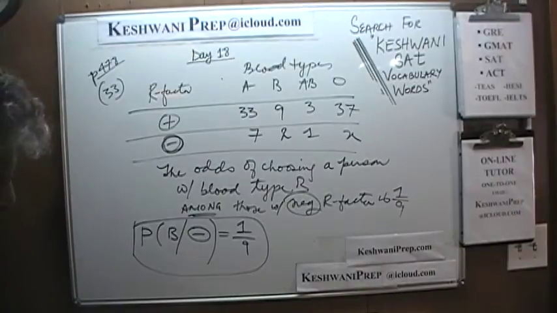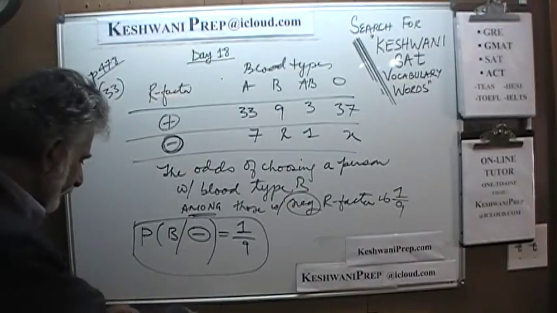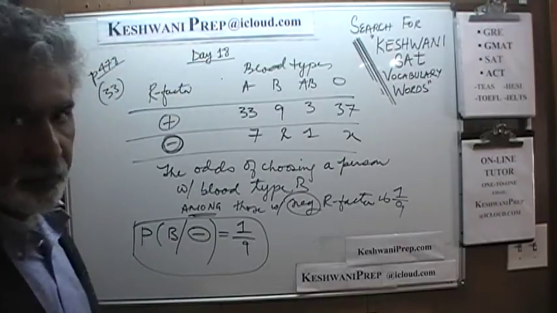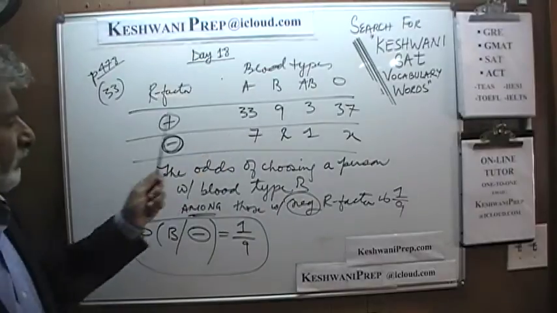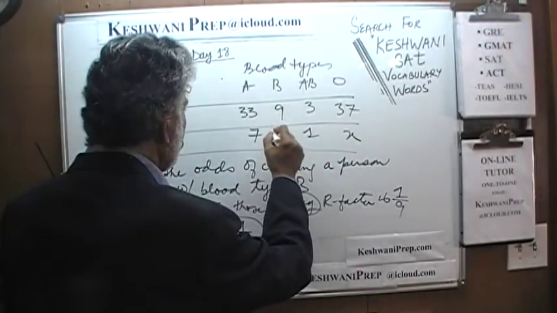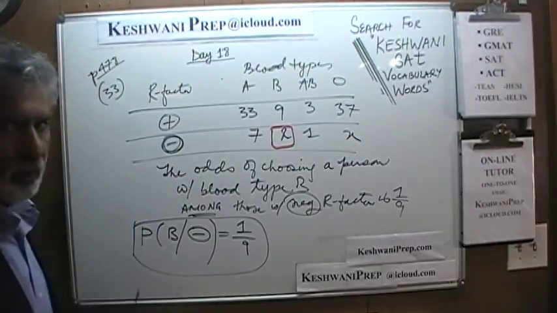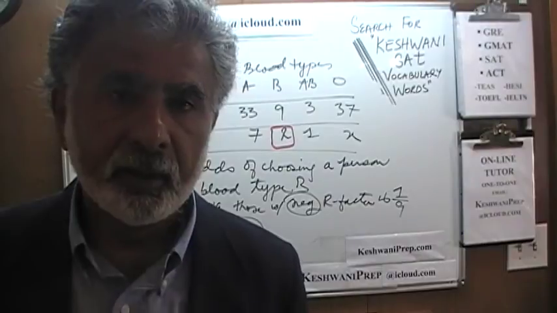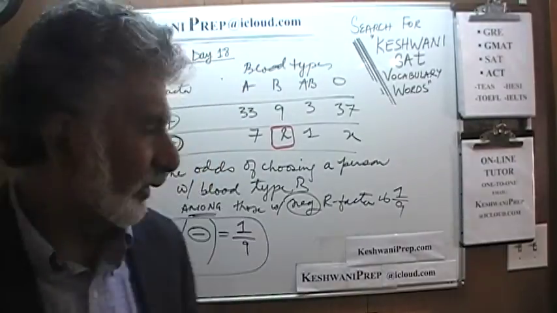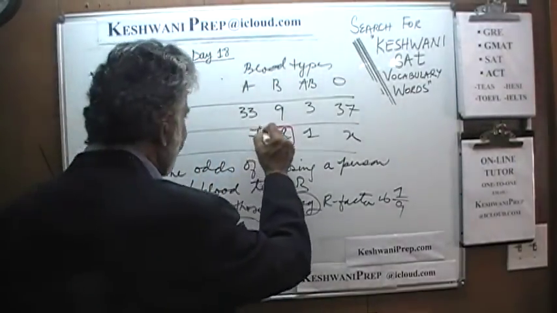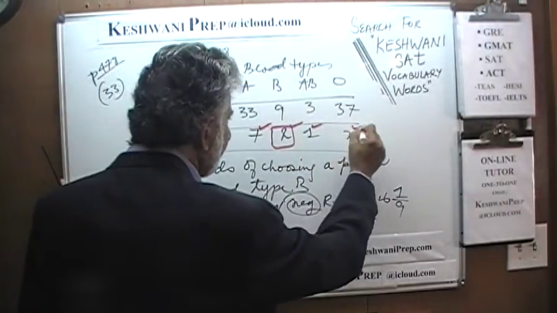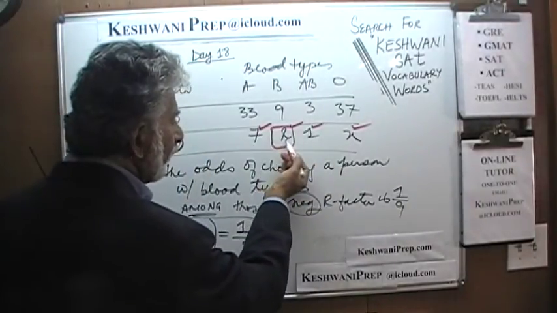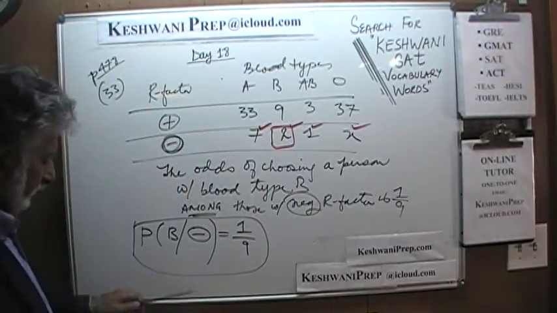So let's figure out how many such people there are. How many people have a blood type of B with a negative R factor? There's only two people. And how many people are there all together who would qualify as having negative blood type? For negative blood type, we have seven people here, two people here, one person here, X people here. There you go. Out of these people who have negative blood type, two of them have blood type B. Let's do it on the top.